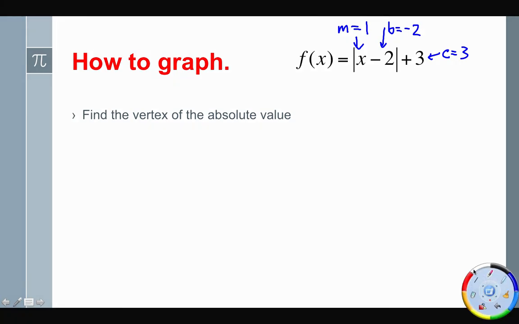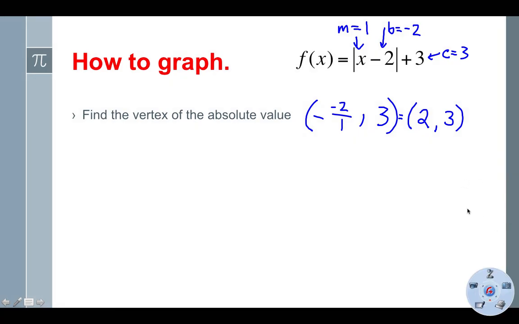So you recall from the last page here that the vertex is the opposite of b over m, comma, c. So in our case, we're going to say the opposite of b over m, m is 1 in this case, comma, c, which is 3. And then we're going to simplify this to make it a little bit easier looking numbers here. The opposite of negative 2 over 1 is just positive 2, comma, 3. So there's the vertex of our absolute value.